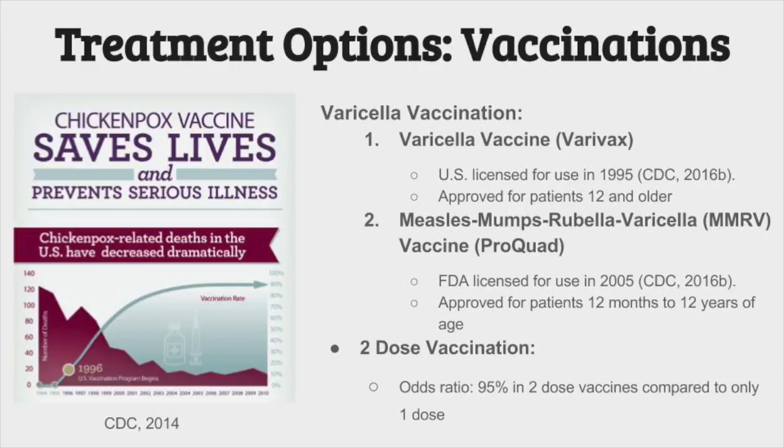The second vaccine is the measles, mumps, rubella, varicella, or MMRV vaccination. This is also known as ProQuad. In 2016, the CDC reported the FDA approval of the MMRV vaccine for use in patients 12 months of age and up to 12 years of age. Patients that are age 13 or older should not receive the MMRV vaccine. The MMRV vaccine can be given for both the first and second doses of both MMR and varicella vaccinations. However, there must be a minimum of 3 months in between the first and second doses.